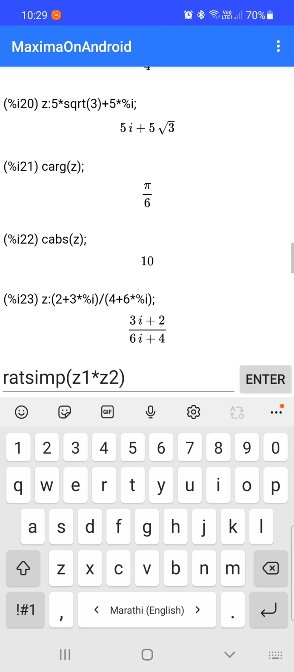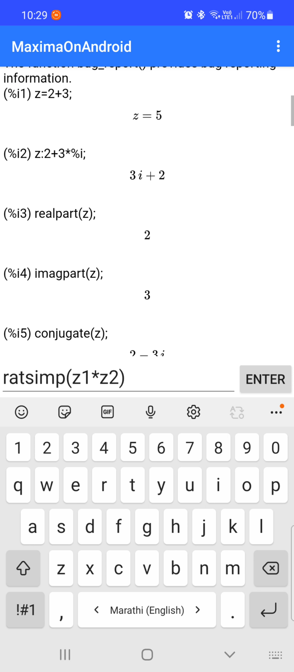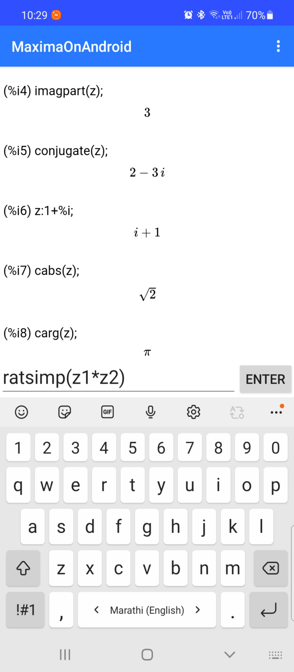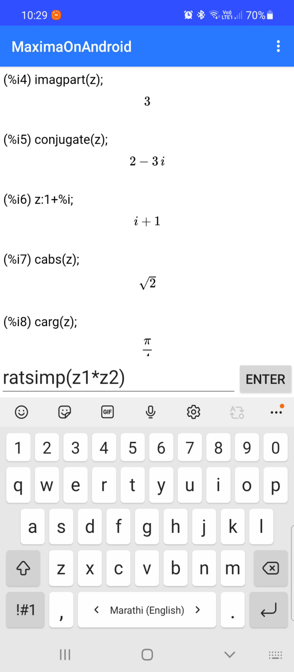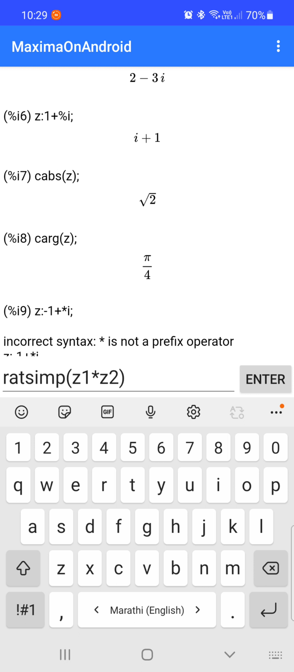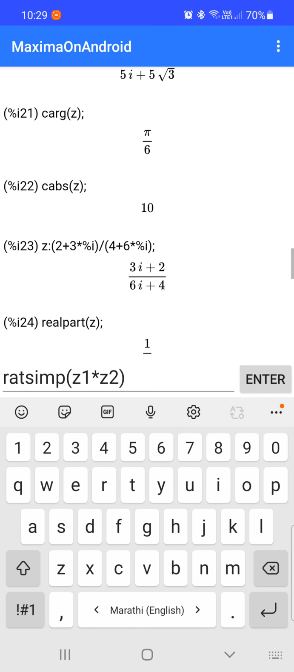Again, to find the real part, just enter the command realpart. For the imaginary part, just enter the command imagpart. The conjugate of the complex number can be obtained by using the command conjugate of z. The absolute value, the modulus of the complex number, is calculated by using the command cabs. The argument is calculated by using the command carg, and so on. Okay.